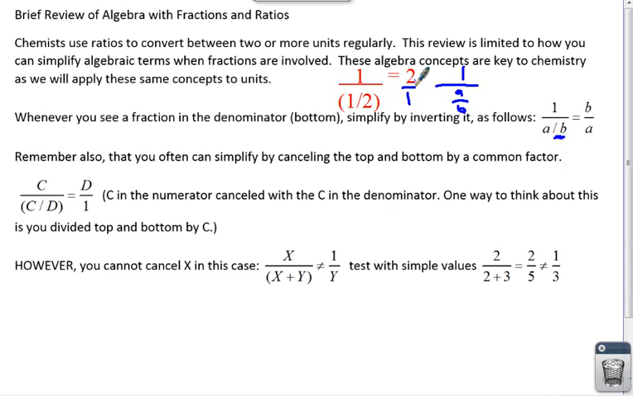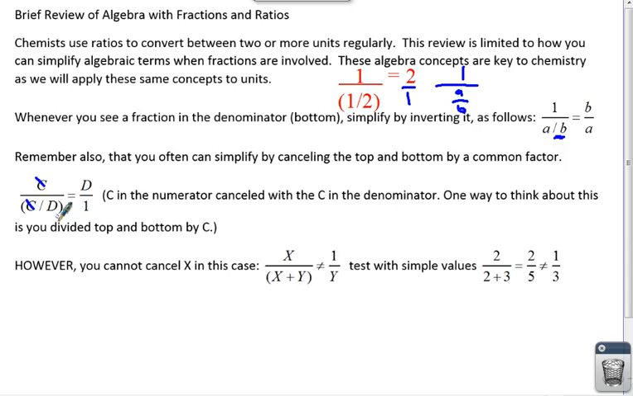Here we have c in the numerator, and it's in the top of the denominator there. And so these two c's cancel out. This d was in the denominator of the denominator, so it ends up getting flipped up to the top. So c over d equals just d.